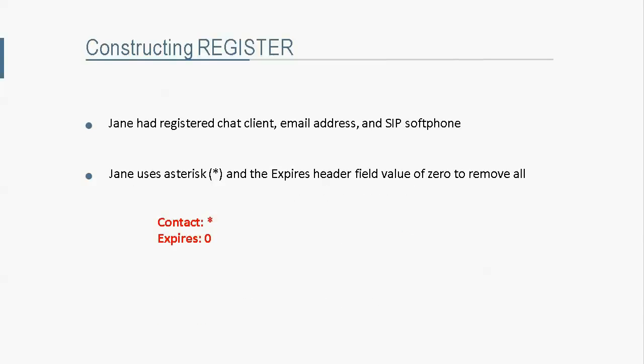Well, what if Jane has, as described in an earlier example, a chat client, an email address, and a SIP softphone installed in her PC, all registered, and she wants to simply unregister them all? She could certainly follow the procedure we have just talked about and send separate register requests for each entry to remove them individually. That would be extremely inefficient though. Jane could simply use a special value just valid for contact header fields, an asterisk, and the expires header field value of 0. Please note that we cannot use the expires parameter here, as we are looking at this from a more global point of view. It has to be the expires header field.